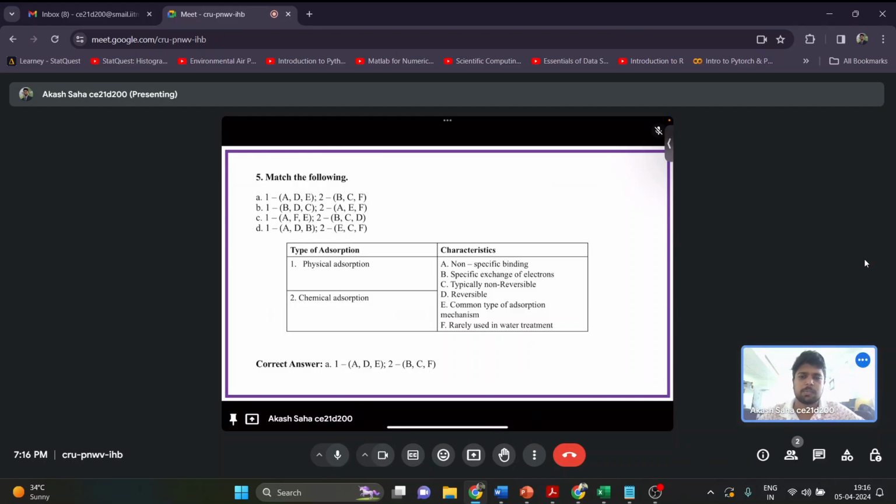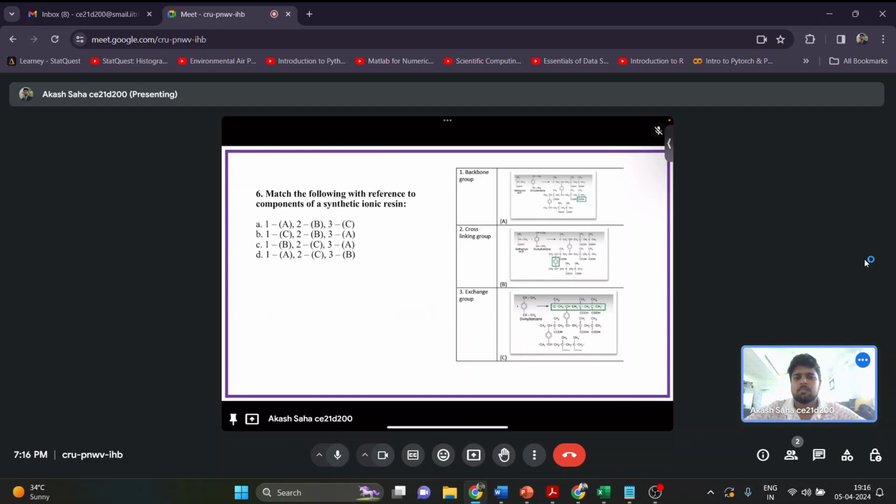So this is the fifth problem, match the following. We'll move forward now to the next problem. Again, it's a match the following type. So basically, we have three types of groups present: the backbone group, cross-linking group, and an ion exchange group. By seeing the figure, we have to match the corresponding group.